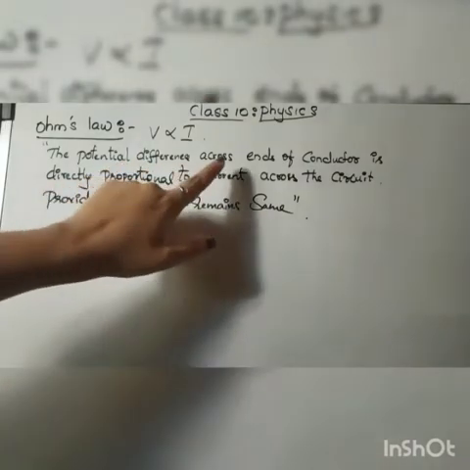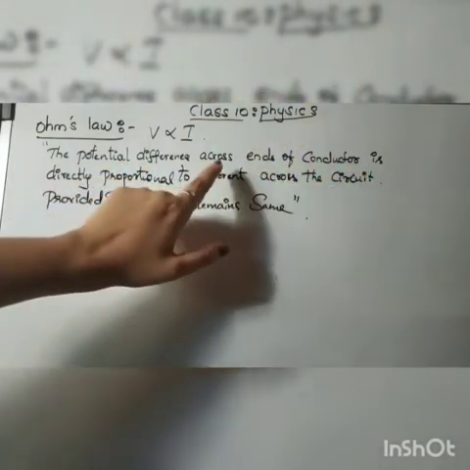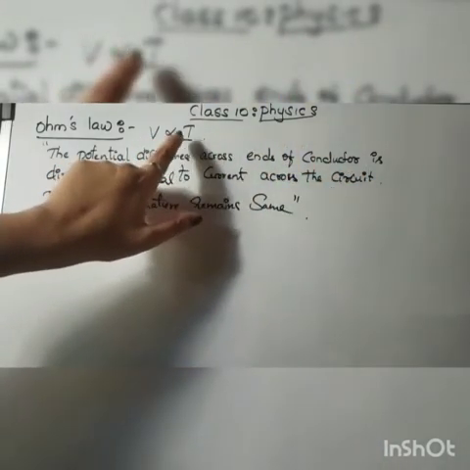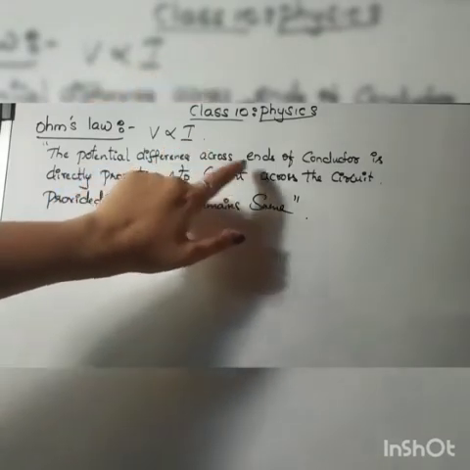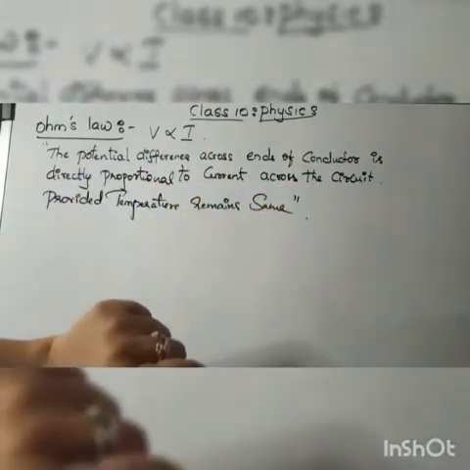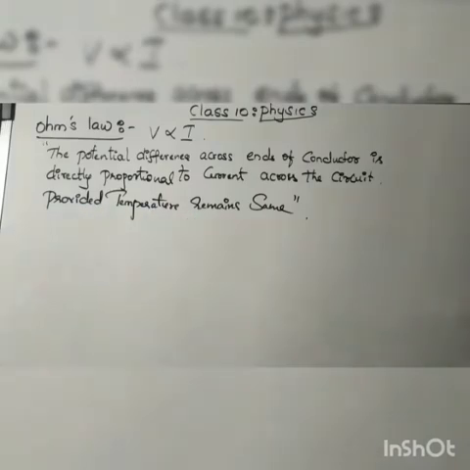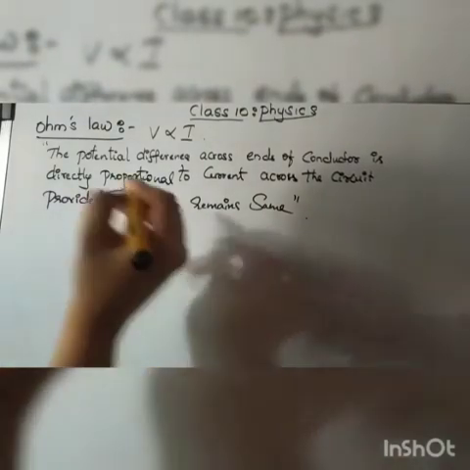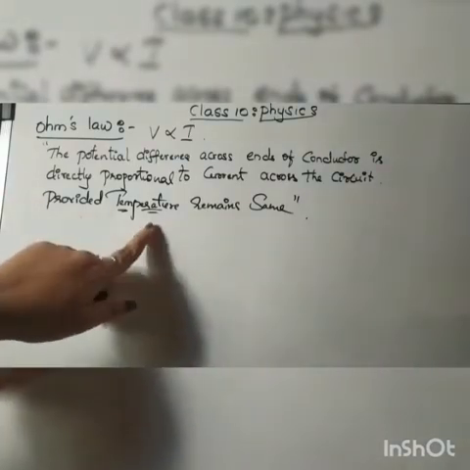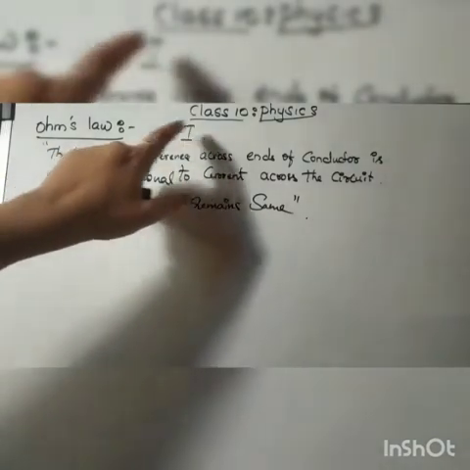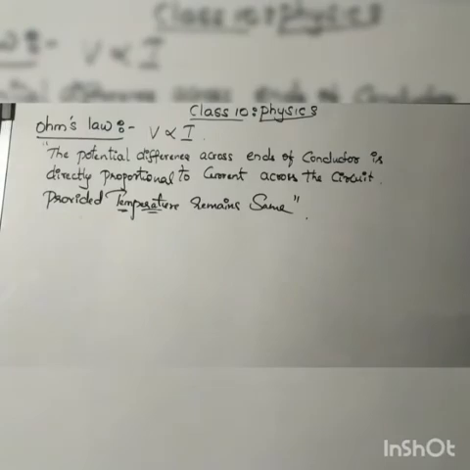The potential difference across the ends of a conductor, that is V, is directly proportional to the current across the circuit, provided its temperature remains the same. That means the temperature should remain constant. If the temperature is varied, this relation won't hold, and the potential difference will not be directly proportional to the current.